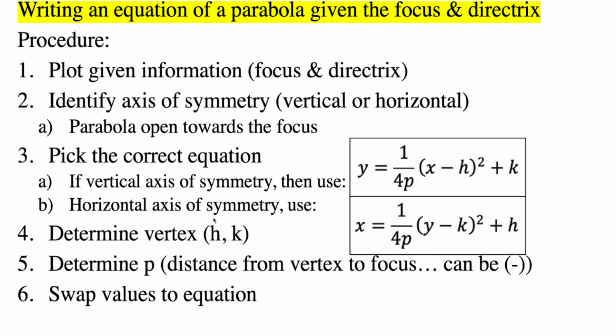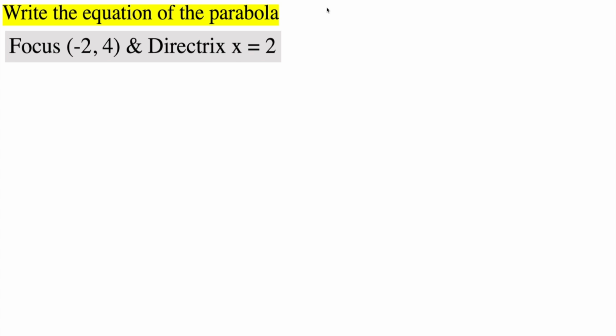Step 4 says determine the vertex. Step 5 says get your p-value, and p is the distance from the vertex to the focus, and it can be negative. And then step 6 says swap the values. So again, quick sketch. It doesn't have to be a perfect sketch. The sketch is just to help us determine the axis of symmetry.